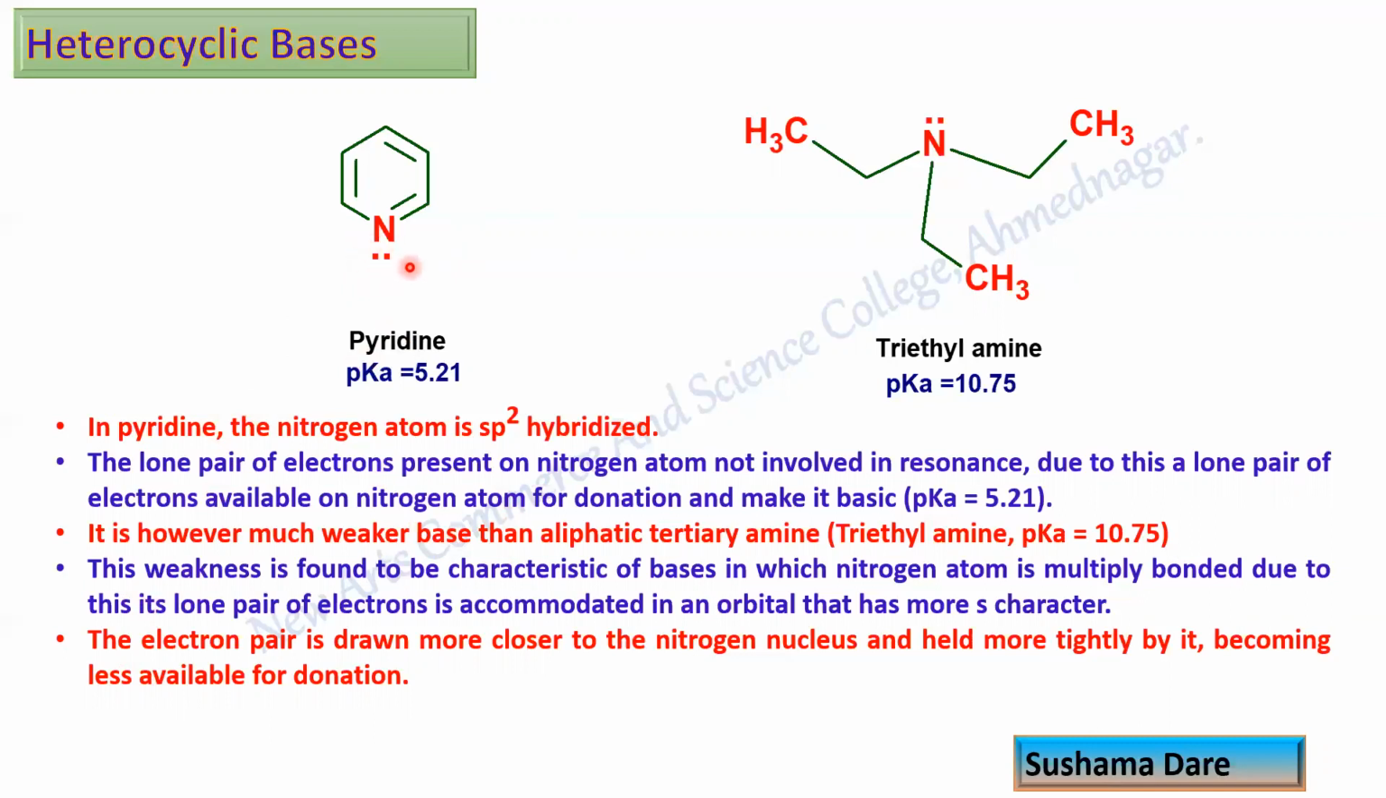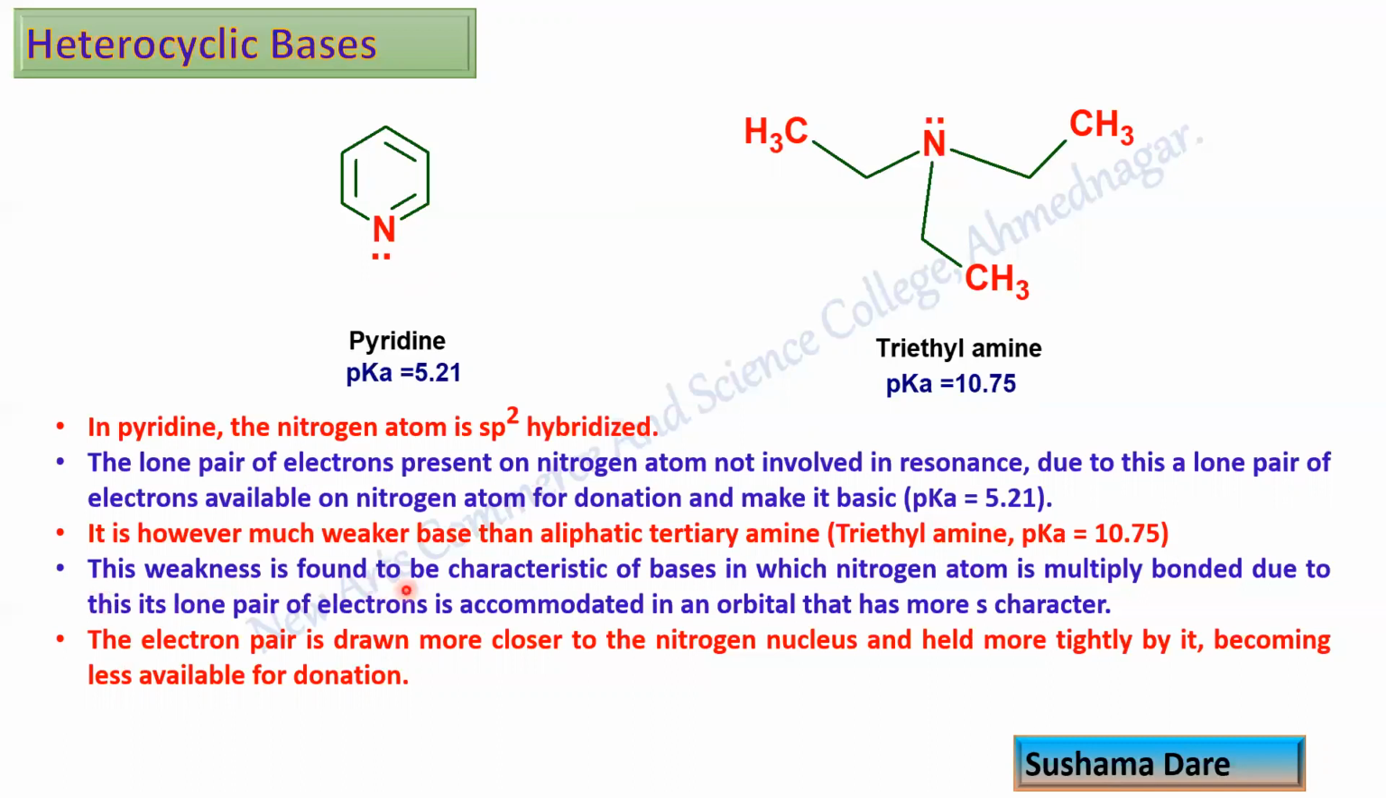In sp2, the percentage of s character is 33.33%. Because of that, the electrons are more tightly held by the nucleus of the atom, and that nucleus is the nitrogen nucleus. So because of this, it is very difficult, and these electron pairs do not readily get donated.